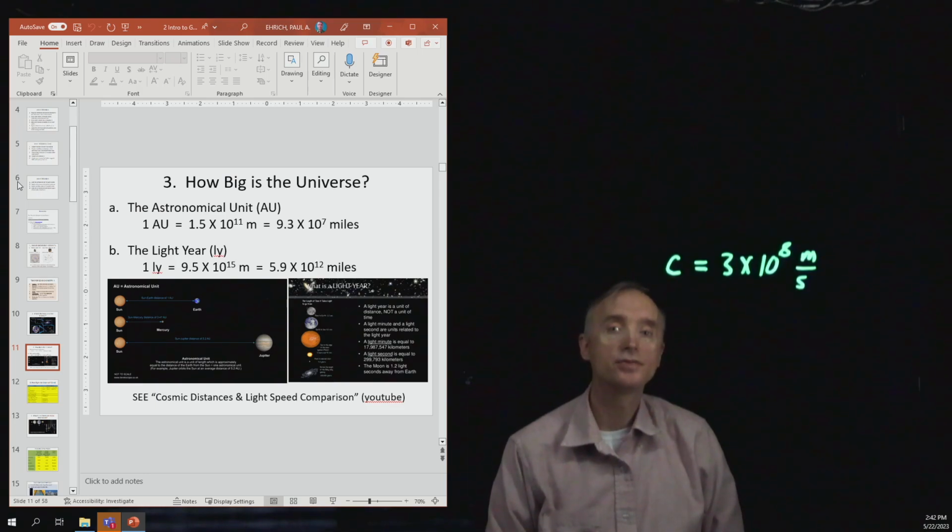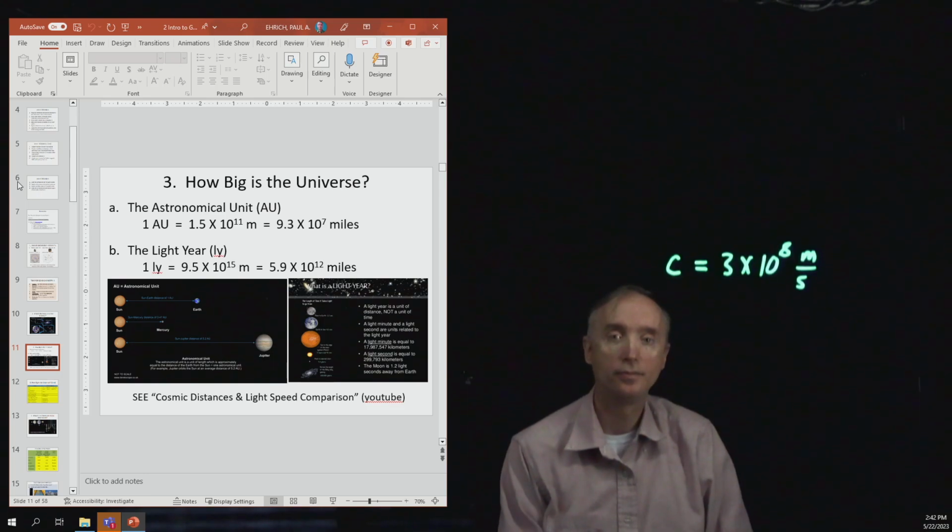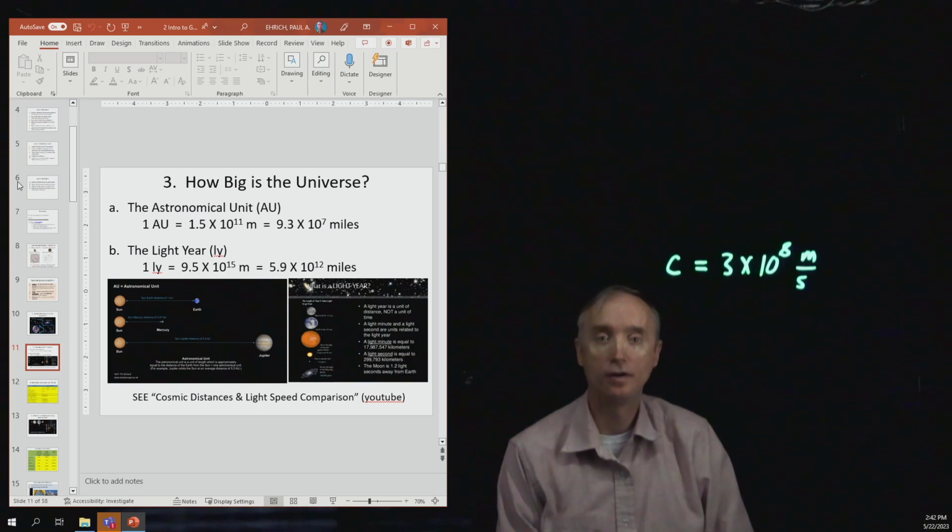Okay? And so a light year is the distance that light itself can travel in 1 year. And so there are the units for the light year, and also in terms of miles, if you're interested in that kind of thing.